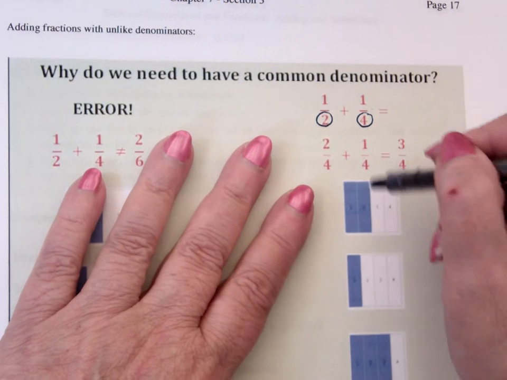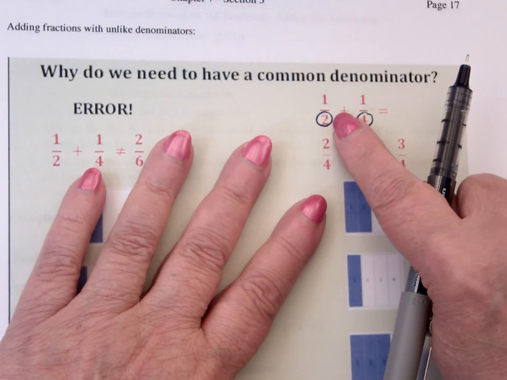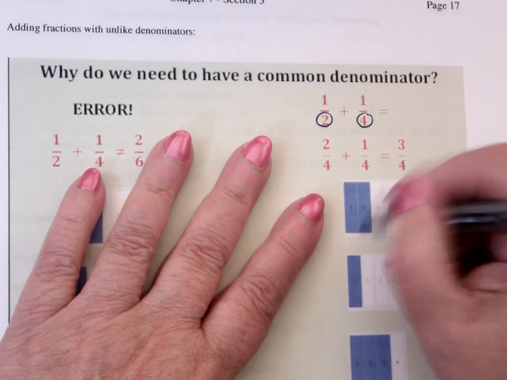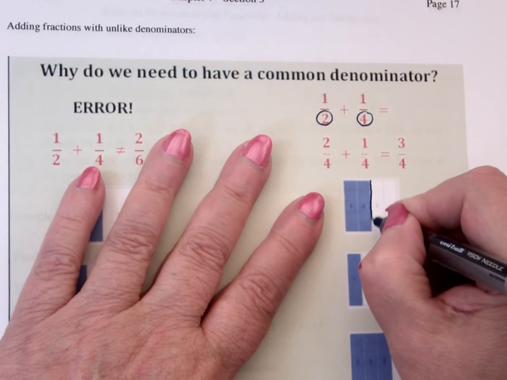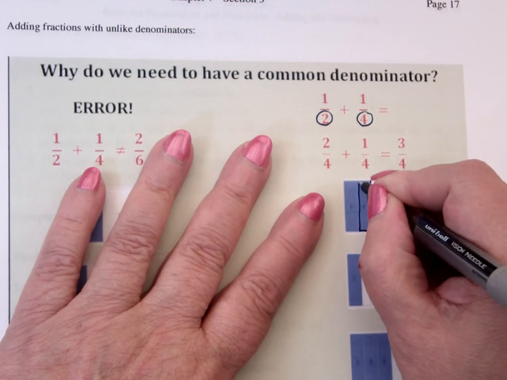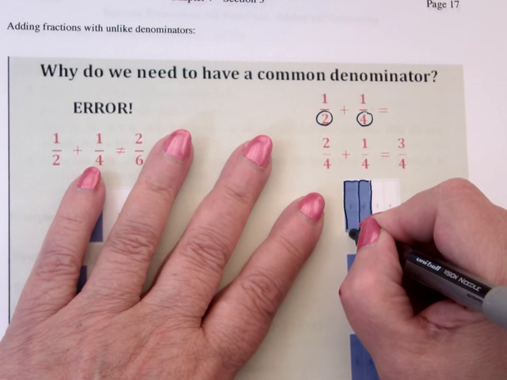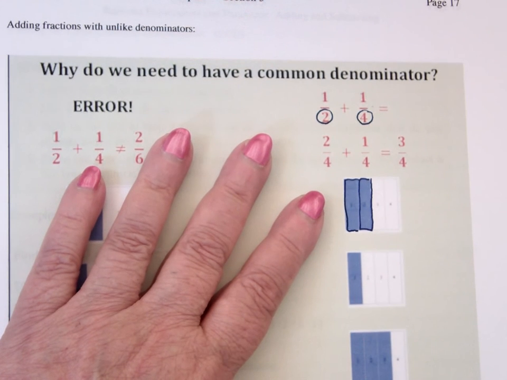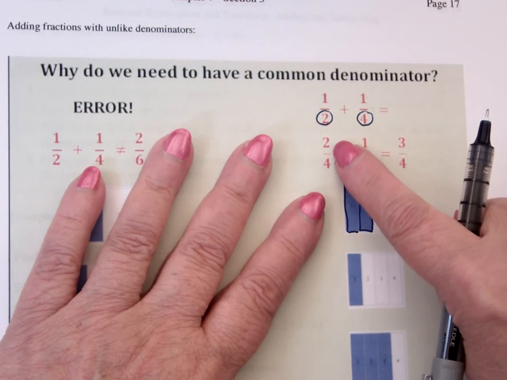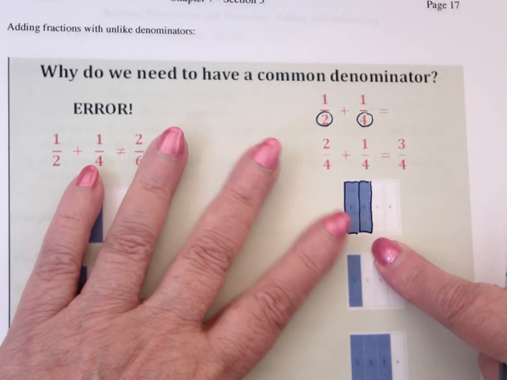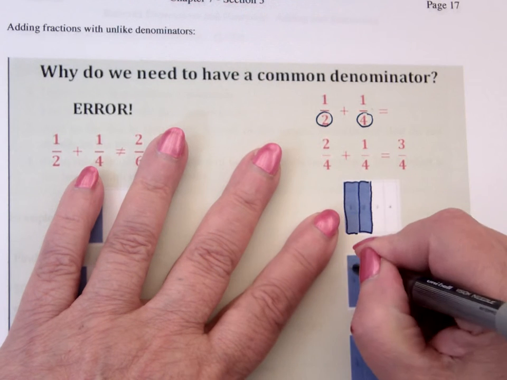However, if I were able to put things in fourths, because 1/2 can be put in fourths, these boxes are in fourths, and here is 1/4, and here is 1/4, and 1/4 and 1/4 together gives me 1/2. So essentially 1/2 can be written as fourths, namely 2/4, and then I have 1/4.